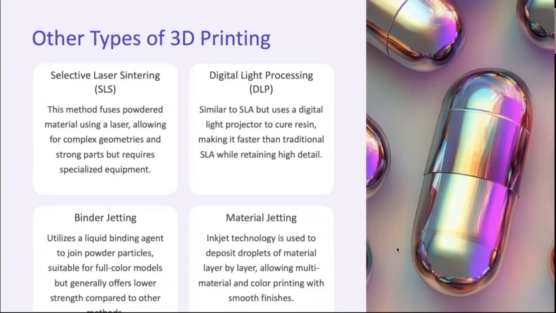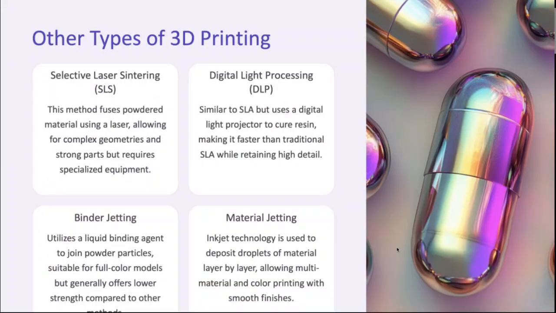Compared to SLA, the DLP is a little faster. In SLA, the light needs to travel from one point to another point in every layer. But in DLP, at a single stretch, the complete layer will be projected, so that makes the parts a little faster than the SLA.